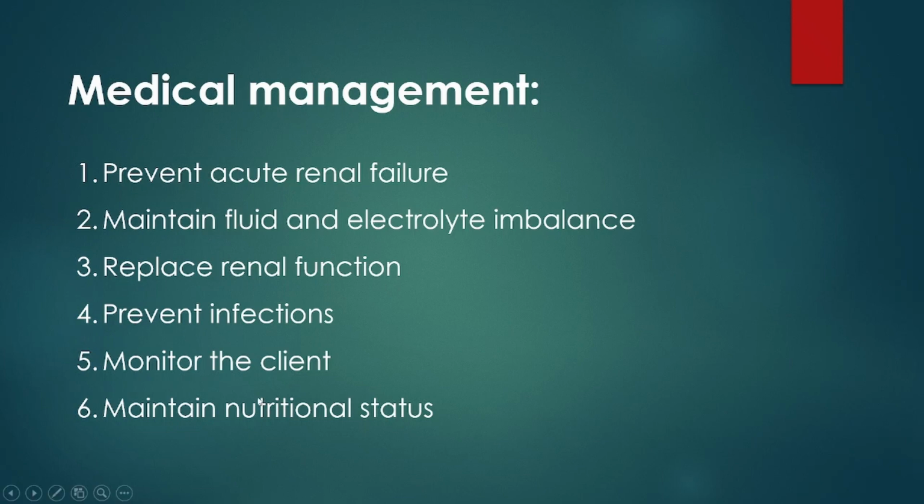Next, monitor the client. If the patient requires critical care or intensive care, we need to observe the client continuously for a minimum of 12 to 24 hours. And doctors immediately need to find the cause for the acute renal failure and first try to treat the cause. Maintain the nutritional status. Here, proper positioning is crucial. A high calorie and low protein diet is usually prescribed in acute renal failure.